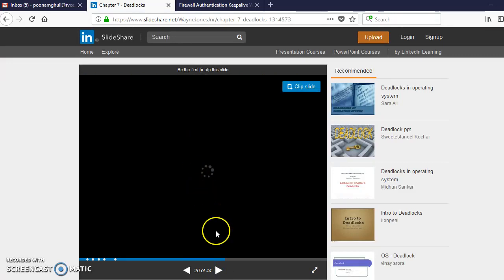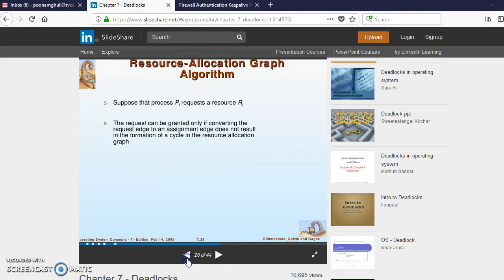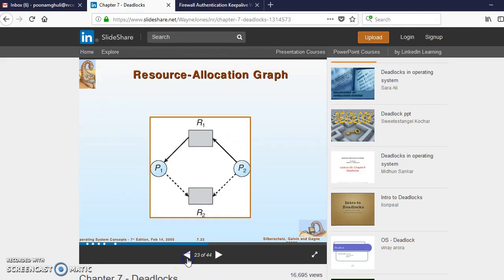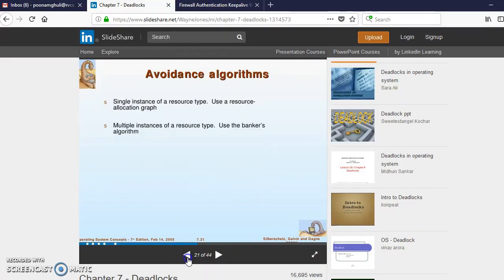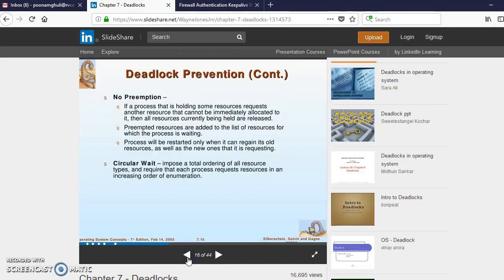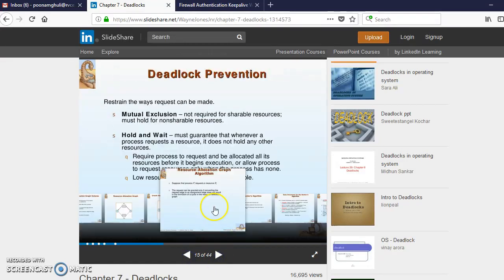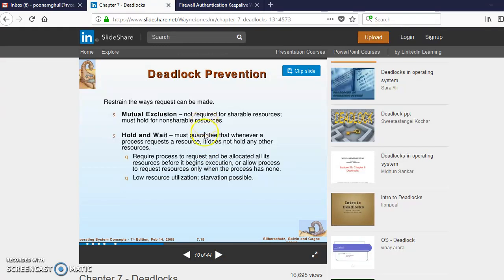So there are different methods of handling deadlock. The methods are deadlock prevention, deadlock avoidance, and deadlock detection and recovery. Deadlock prevention means we have to prevent the deadlock from occurring. So how do I prevent the deadlock from occurring? There are four necessary conditions for deadlock to occur. If any one of the conditions is violated, then the deadlock will not occur. So by violating any one of the conditions, I can make the deadlock be prevented.